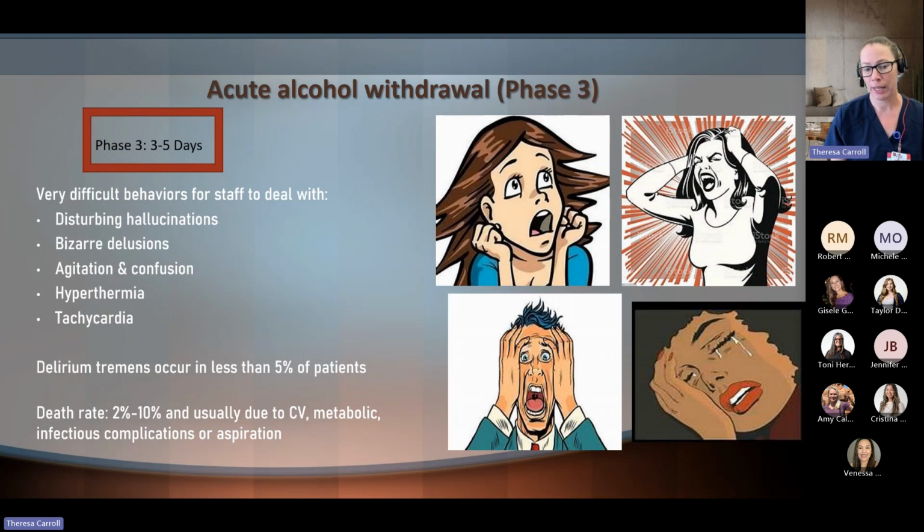And the death rate, if we get to delirium tremens or severe alcohol withdrawal, is between 2 and 10%, because they usually have cardiovascular complications. They could have had seizures, metabolic issues, or aspiration as well.